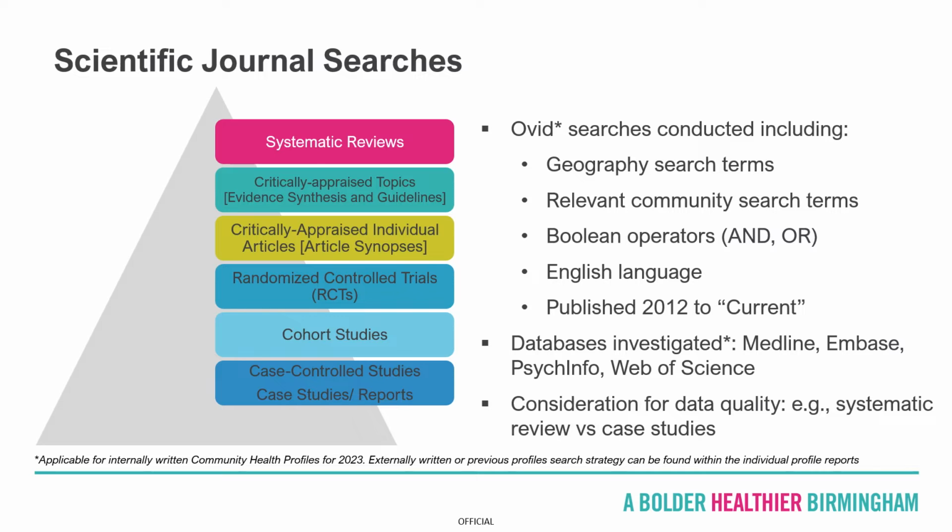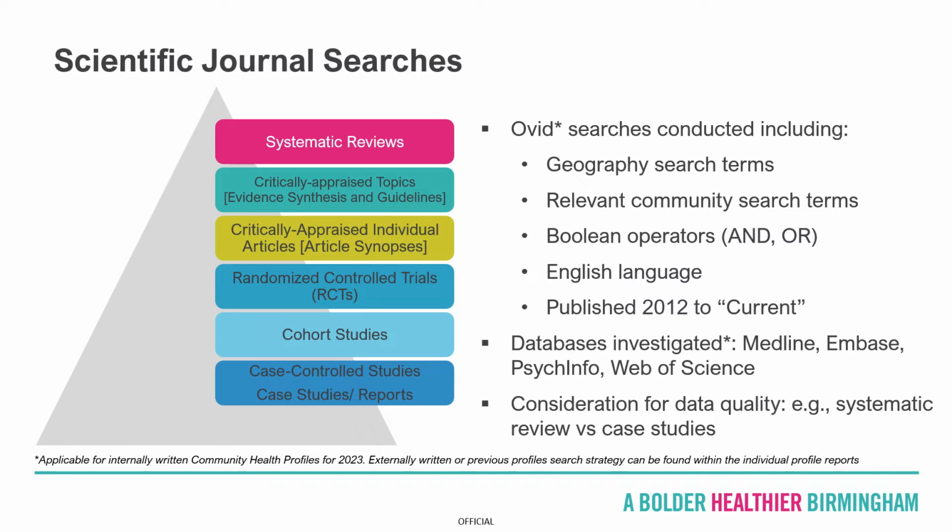We investigated a variety of databases including Medline, Embase, PsycInfo and Web of Science, and this functioned as the basic start point for our research in each of these community health profiles. There was some consideration for the data quality of these reports, so whether or not it was a systematic review or a case study report.